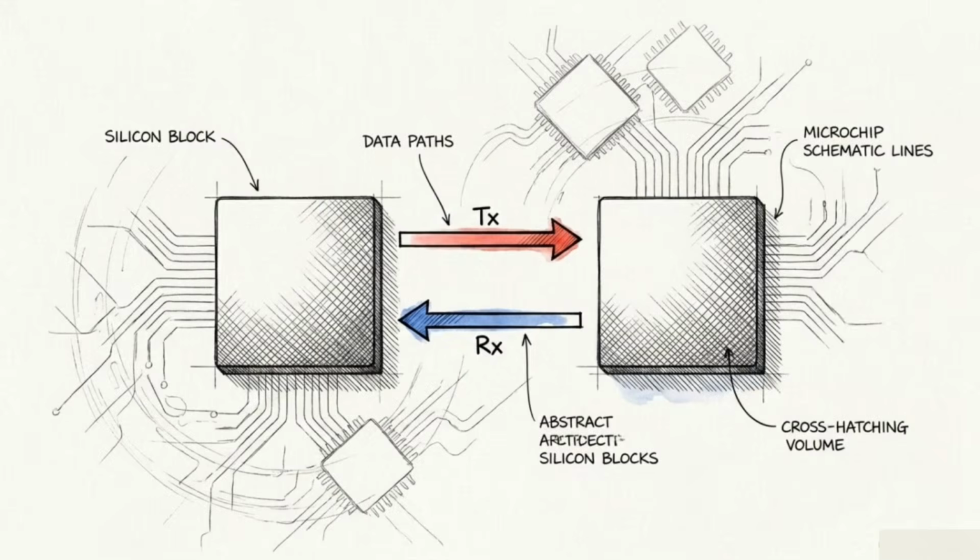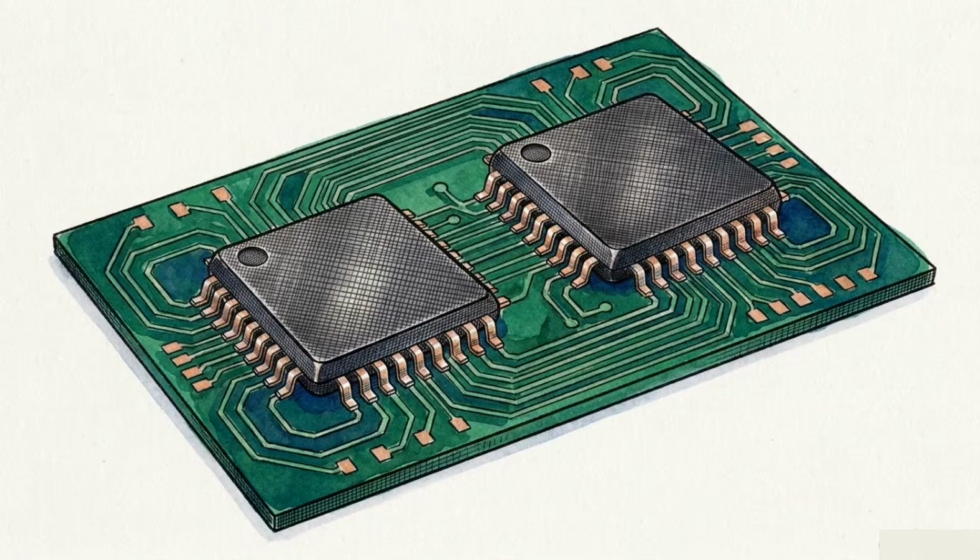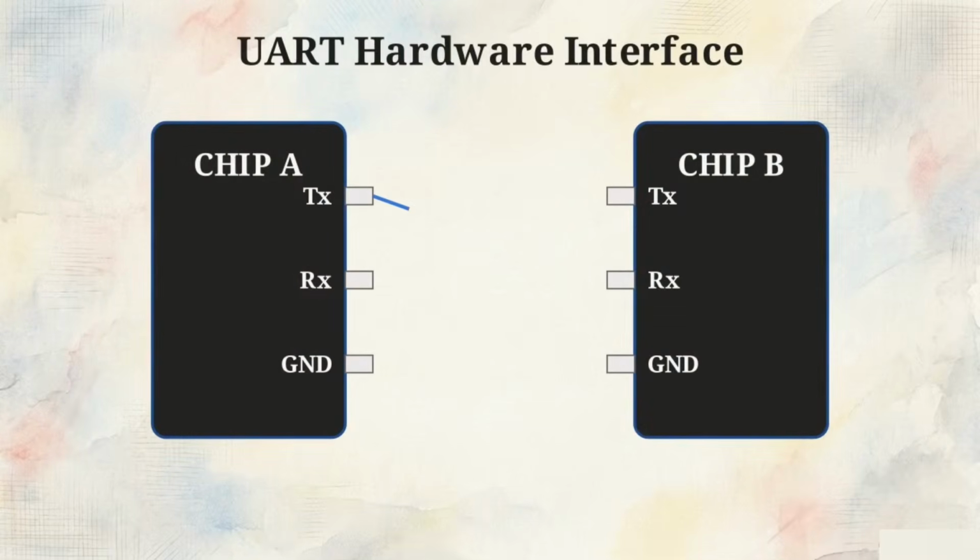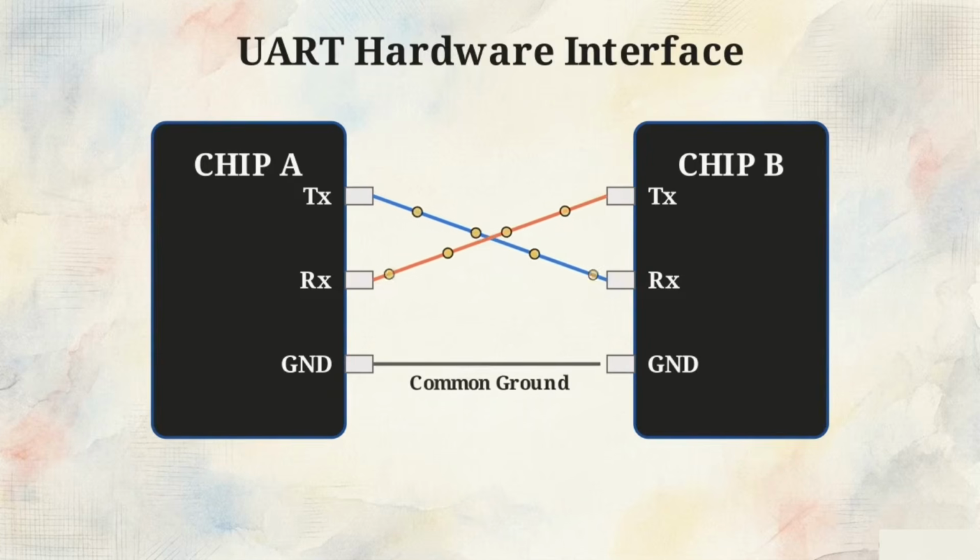The baseline solution for digital communication is UART, or Universal Asynchronous Receiver Transmitter. It is designed for full duplex serial communication strictly between two chips. This diagram shows the minimal hardware requirement for UART. You need a dedicated transmit line routing to the receiver, a receive line routing to the transmitter, and a common ground wire to complete the electrical circuit.